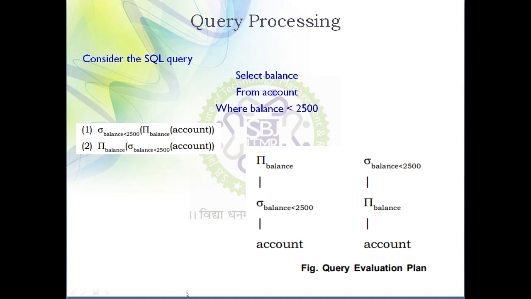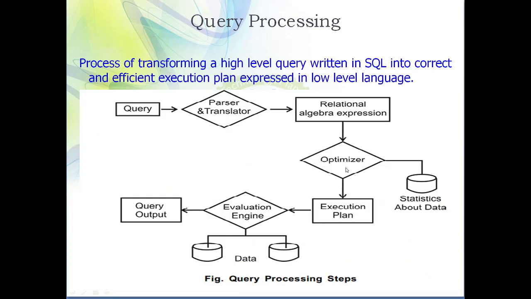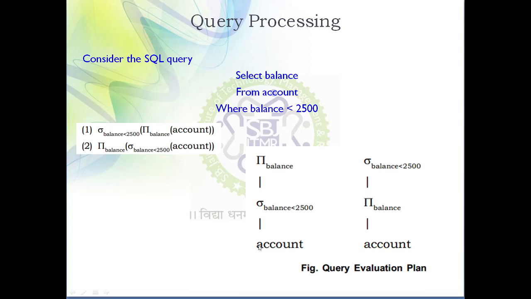So in that case plan 1 is a better choice, which is a more efficient way of executing a query. So this is the role of the optimizer. The optimizer will select one efficient query evaluation plan which we can use to perform operations on the database, and we can fetch the data from the database.